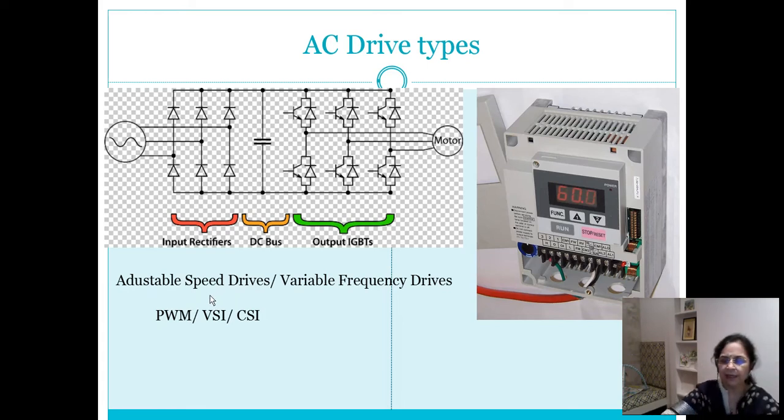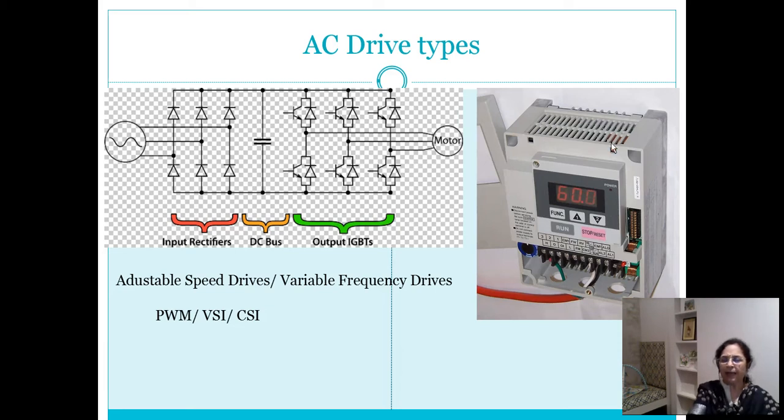So when we say adjustable speed drive, we are not specifying whether it is a DC drive or AC drive. But if we are using a terminology like VFD or variable speed drive, it is variable frequency drive, it is necessarily an AC drive because frequency variation is possible only in case of AC supplies, and that is necessary for controlling speed of the AC motors like induction motor.